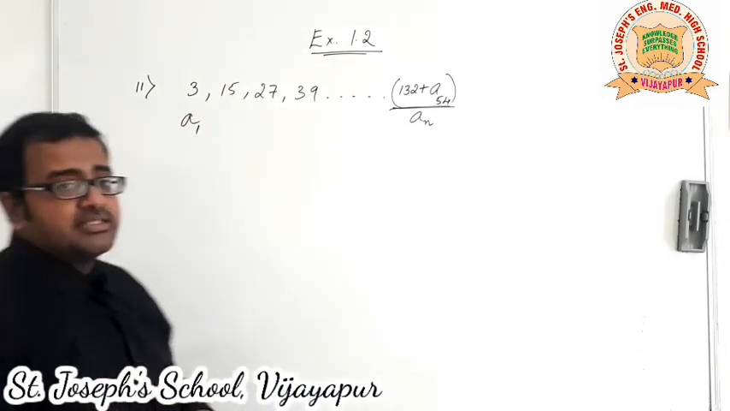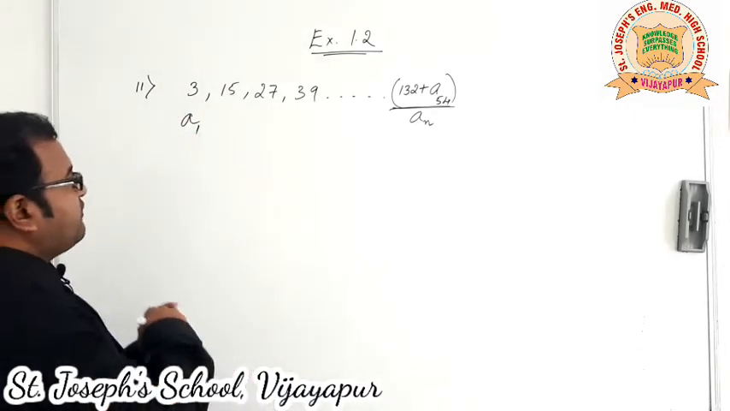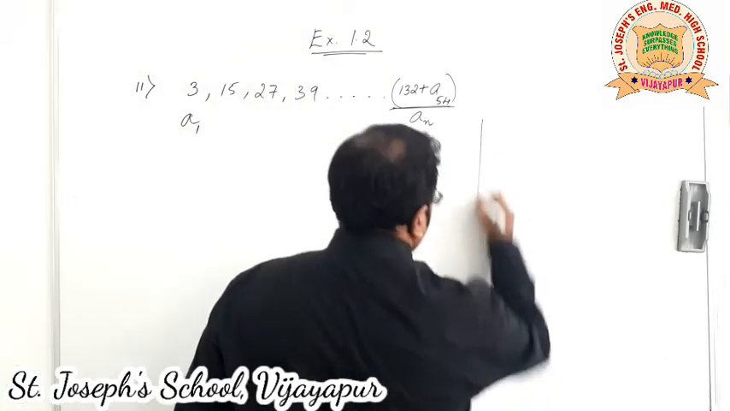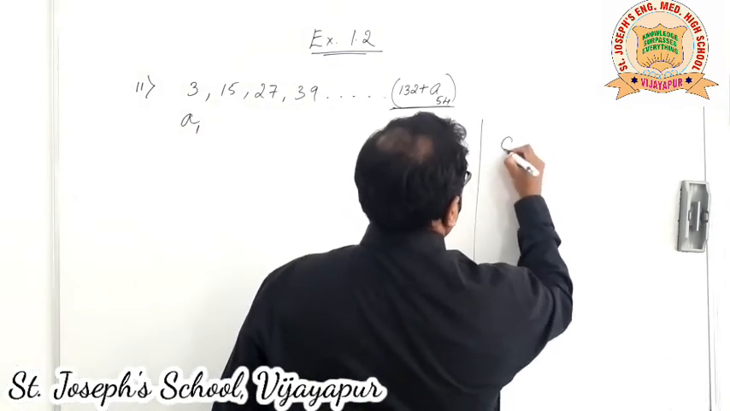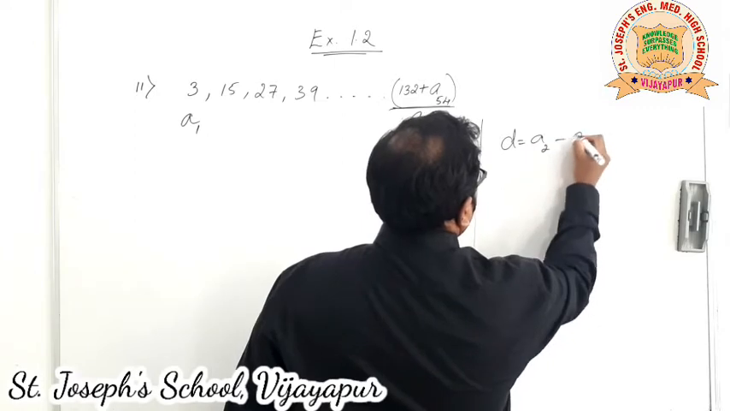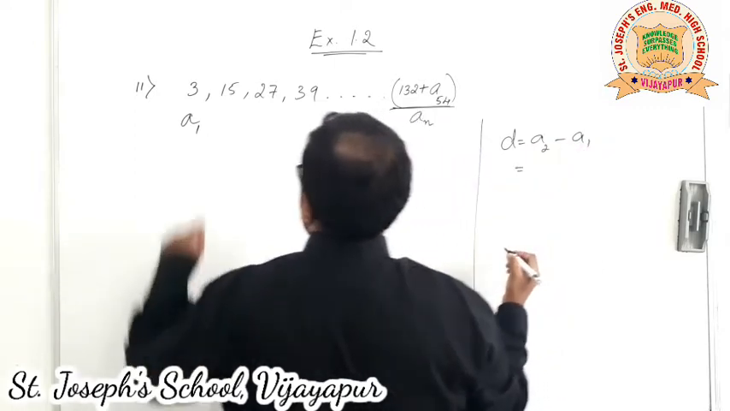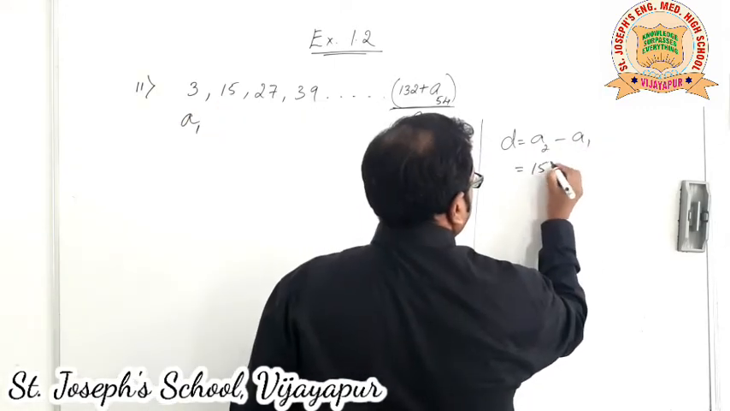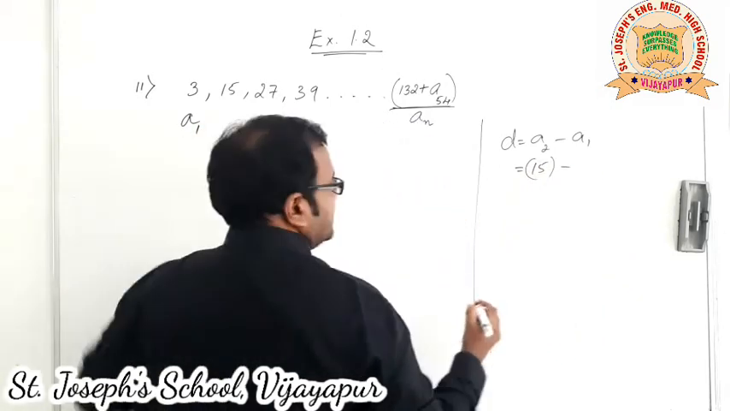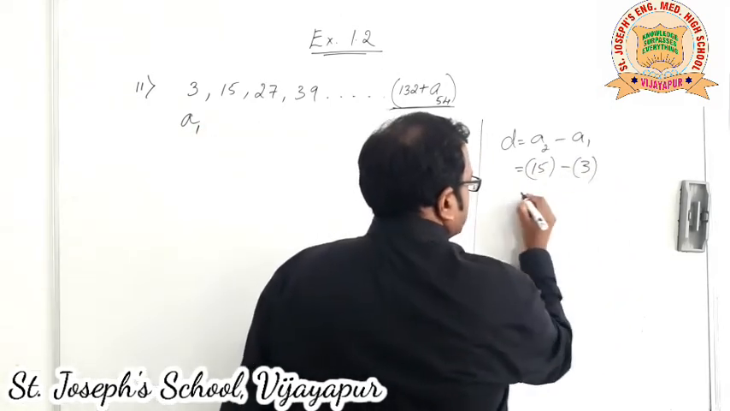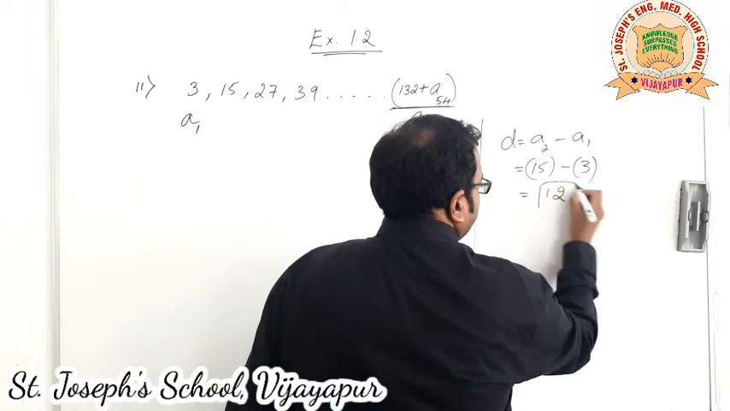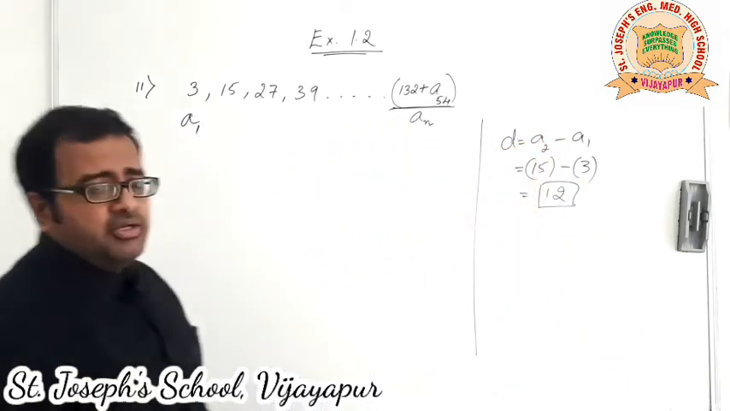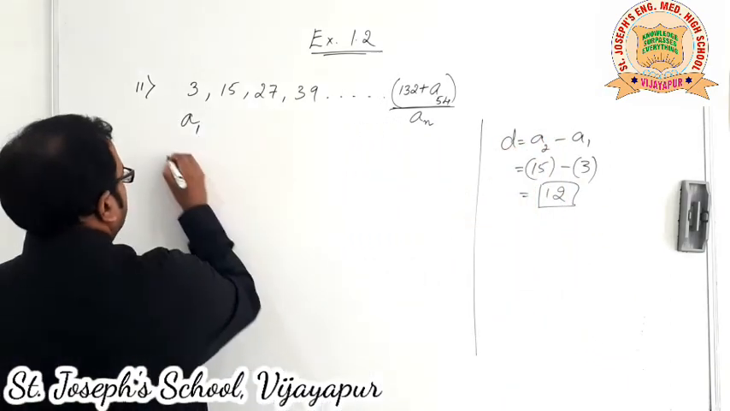We know the first term is 3. Difference we can find out. Let us try to find out the difference here, in the working column. D is equal to A2 minus A1, which is 15 minus 3. So, 15 minus 3 is 12. I got the D value. So, let me write that one.